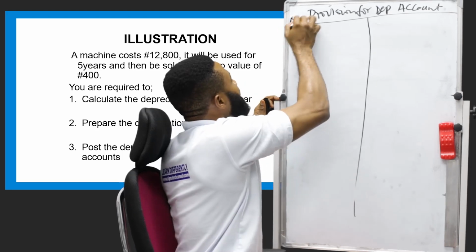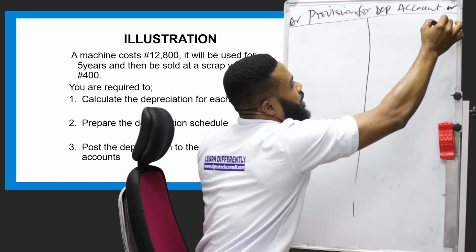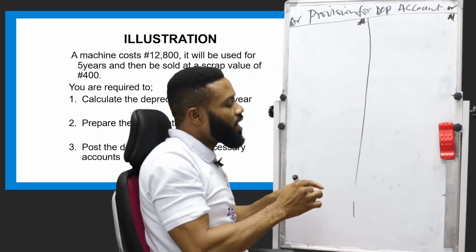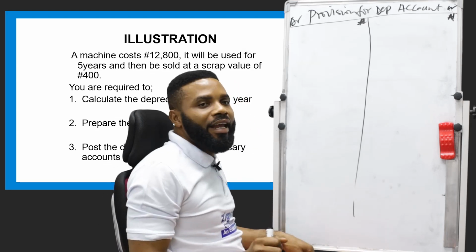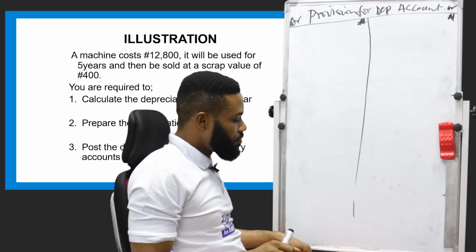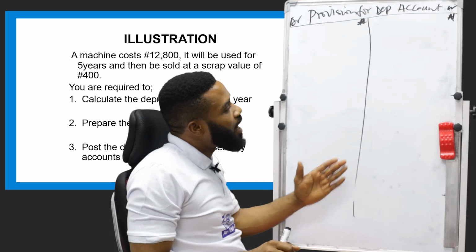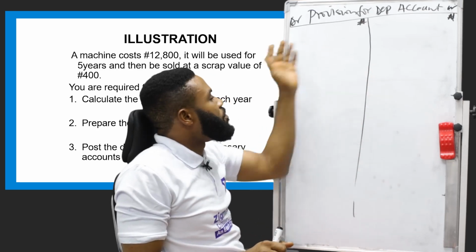This is the debit side, this is the credit side, and you have your Naira sign. I have explained earlier that the provision for depreciation account is a liability account. So the depreciation value will be credited, and the balance carried down will be debited.